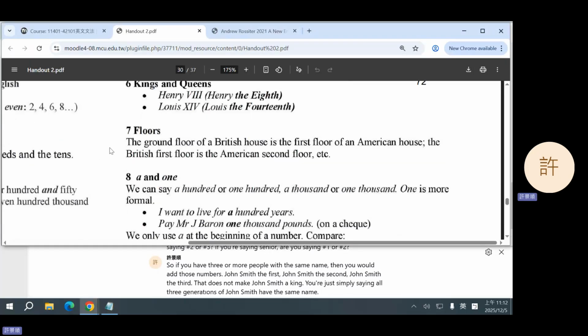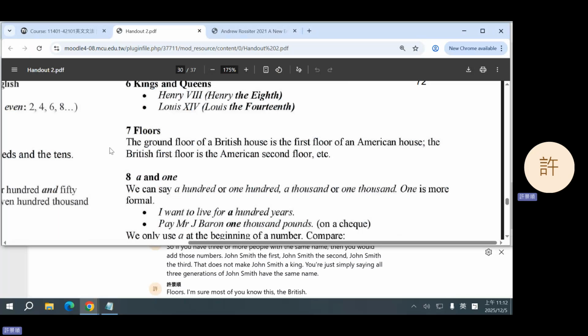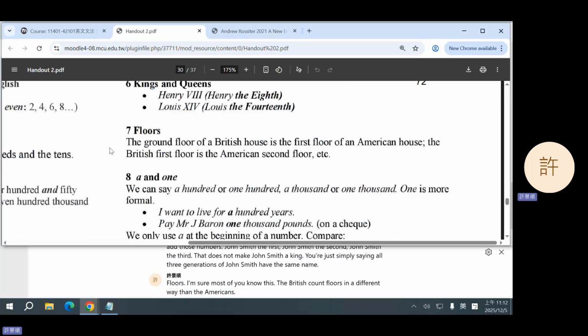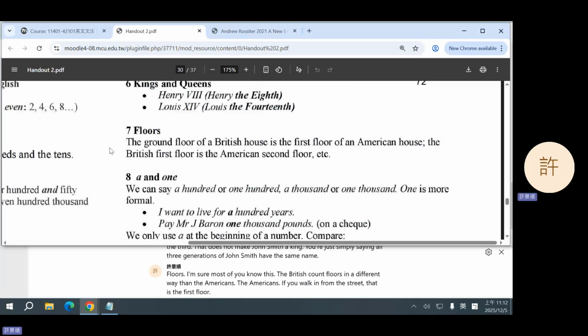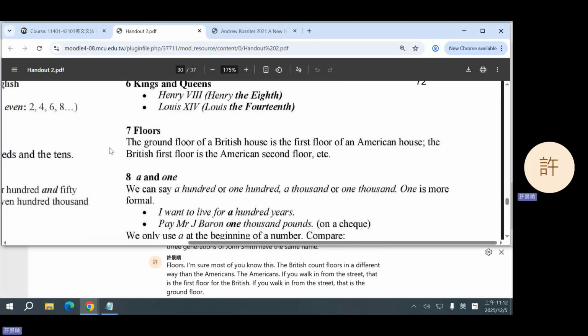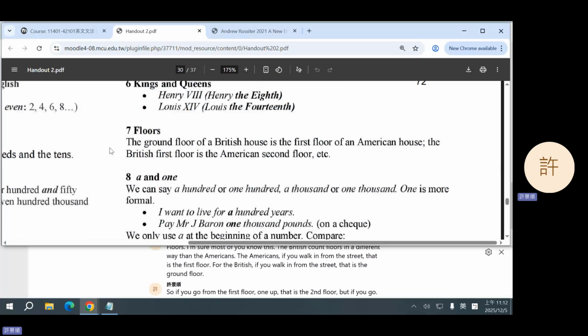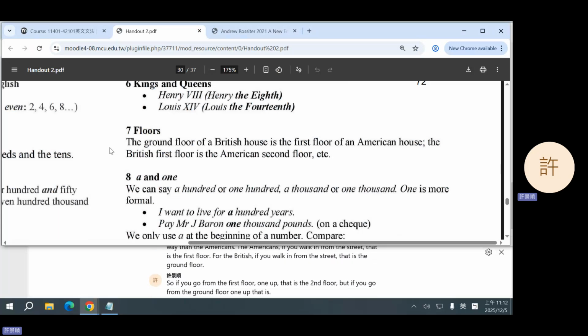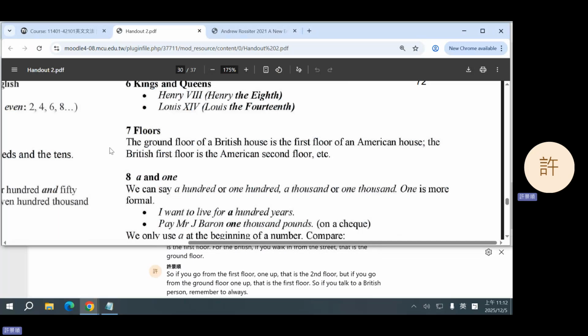Floors. I'm sure most of you know this. The British count floors in a different way than the Americans. The Americans, if you walk in from the street, that is the first floor. For the British, if you walk in from the street, that is the ground floor. So if you go from the first floor 1 up, that is the second floor. But if you go from the ground floor 1 up, that is the first floor. So if you talk to a British person, remember to always subtract 1 from the number of the floor that you're talking about. Right? So American 5th floor is British 4th floor.